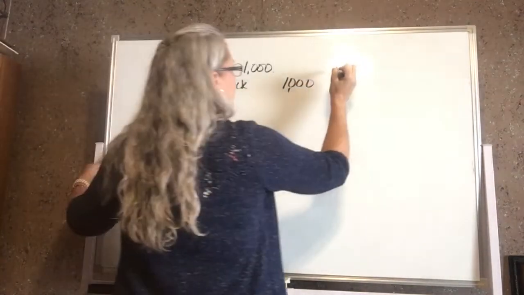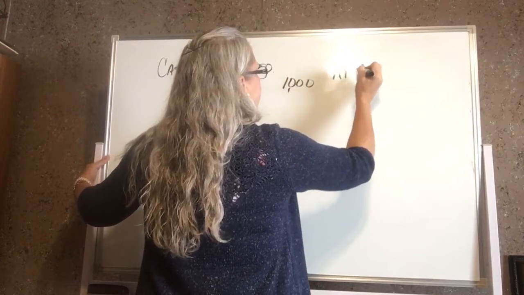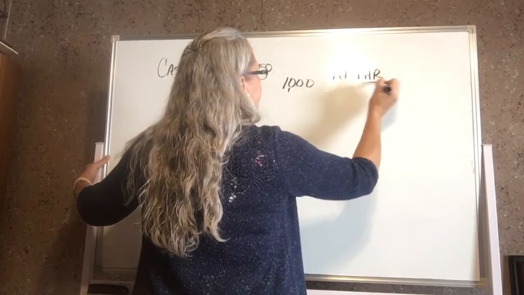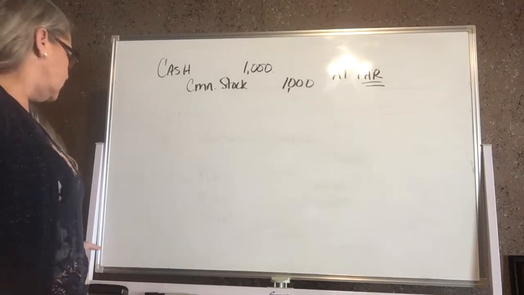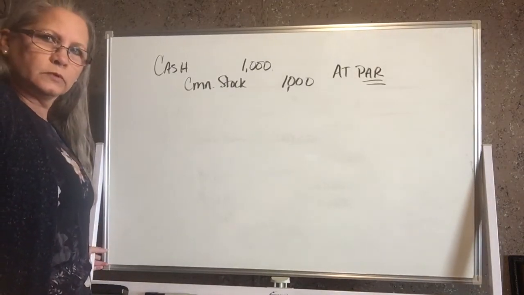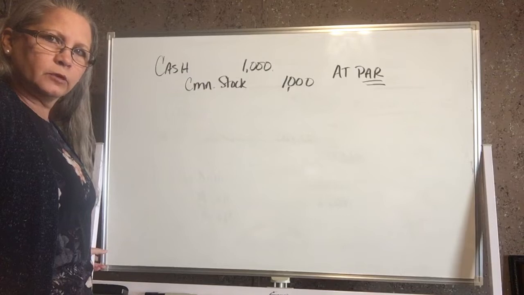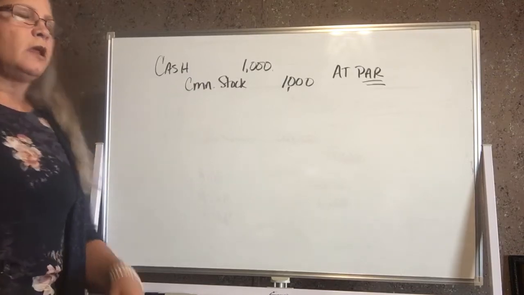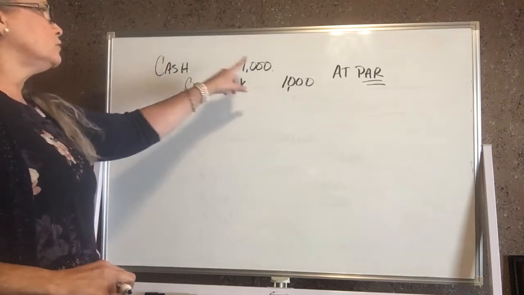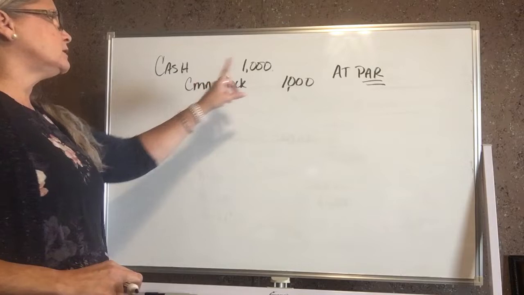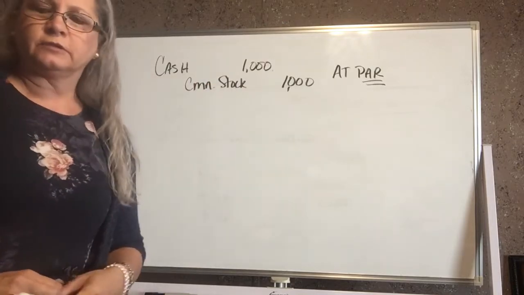And this is at par. Par and that value is 100% exactly the same. So cash is your debit for that value. Common stock is what you're giving up, 1,000 shares.